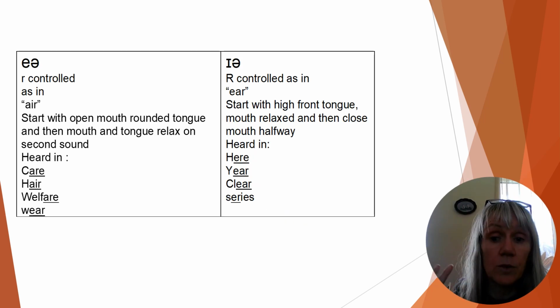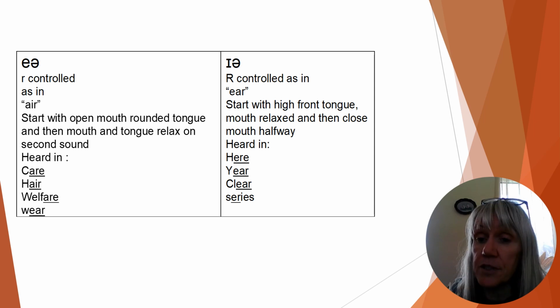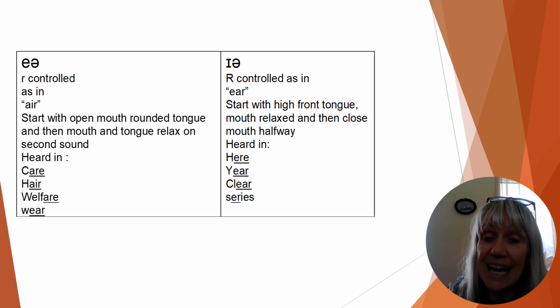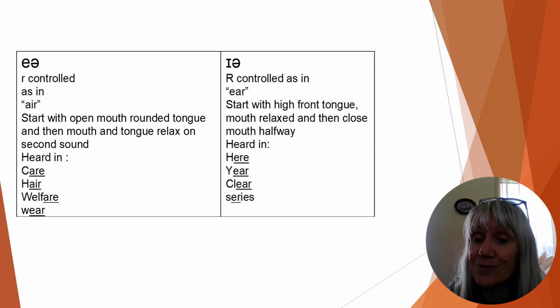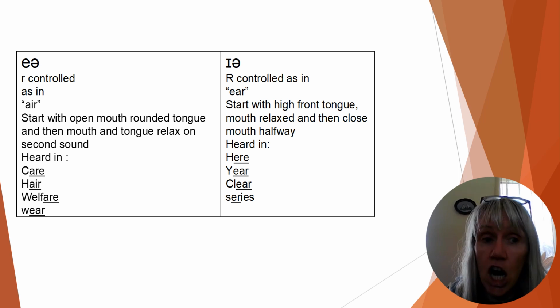Now we're moving on to our last two diphthongs and our last two vowel sounds that we'll cover in this presentation. And we see a regular lowercase d followed by a schwa or upside down e. This is R controlled as in air. Start with open mouth, rounded tongue, and then mouth and tongue relax on the second sound. Heard in care, hair, welfare, where.